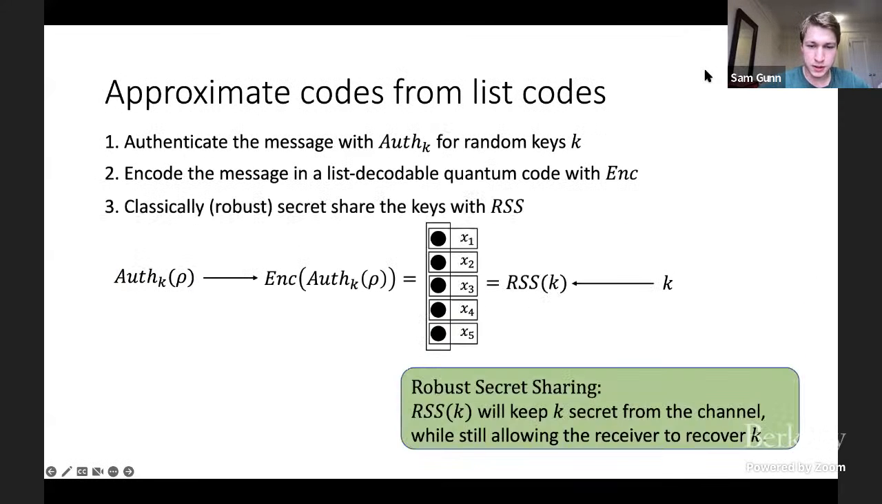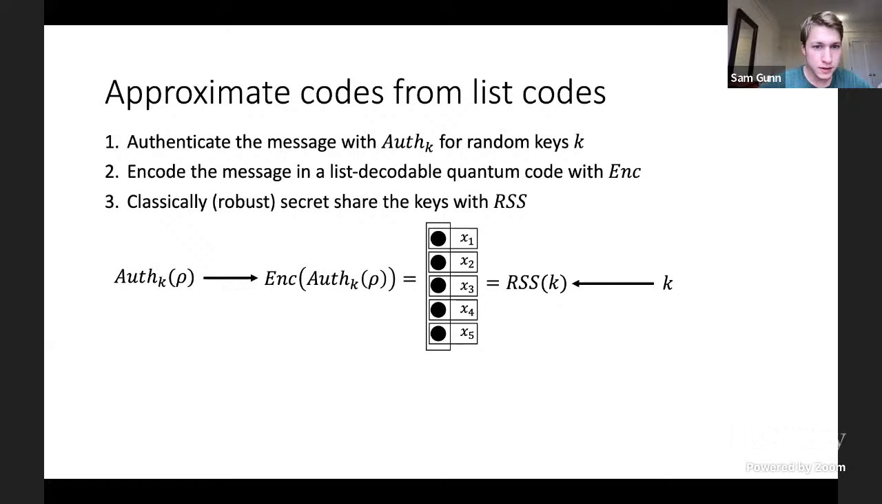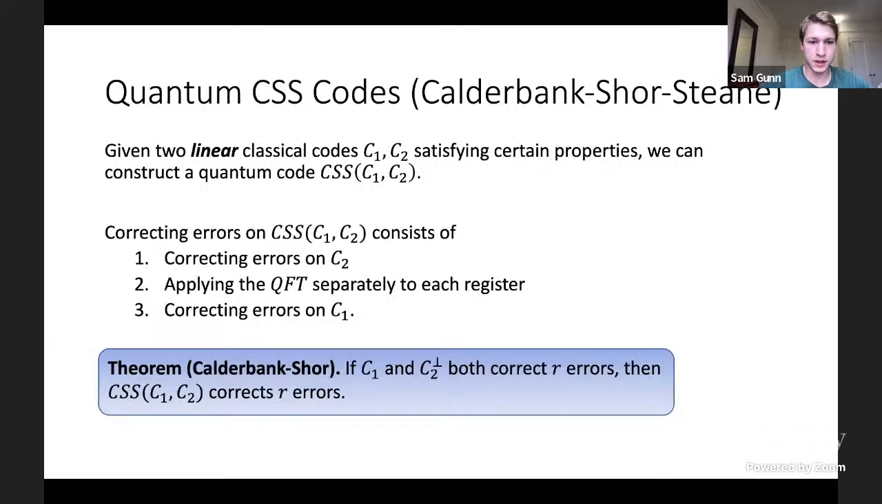So, okay, so I was talking about CSS codes. The CSS construction is some way to take two classical codes and stitch them together and make one quantum code. It's going to inherit a lot of the properties of the classical codes.